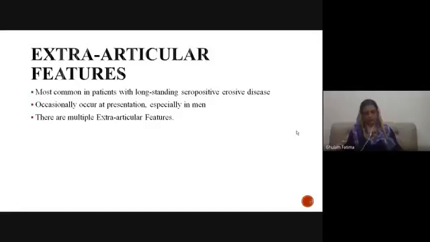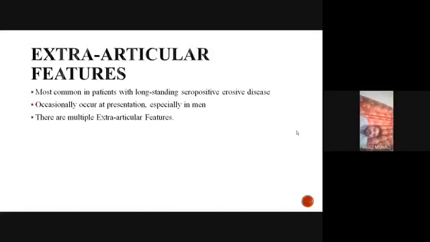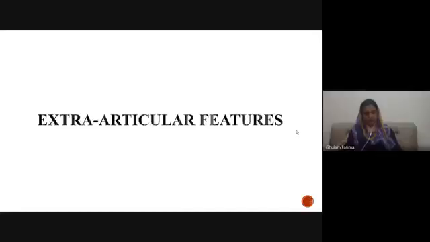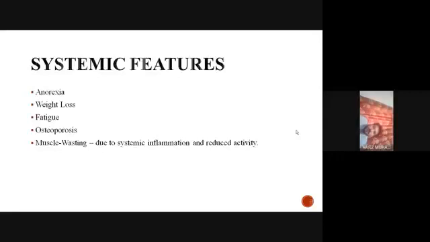There are multiple extra-articular features. Systemic features include anorexia, which is an eating disorder, weight loss, fatigue, osteoporosis, which is due to increased osteoclast activity and inhibited osteoblast activity, and muscle wasting due to systemic inflammation and reduced activity.